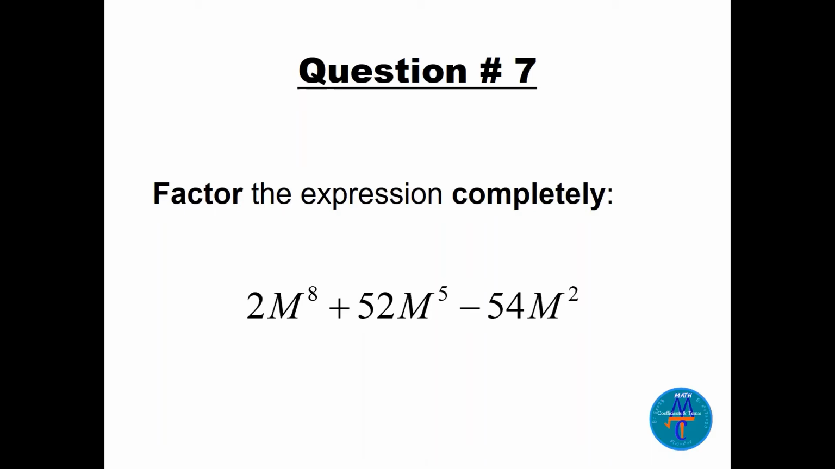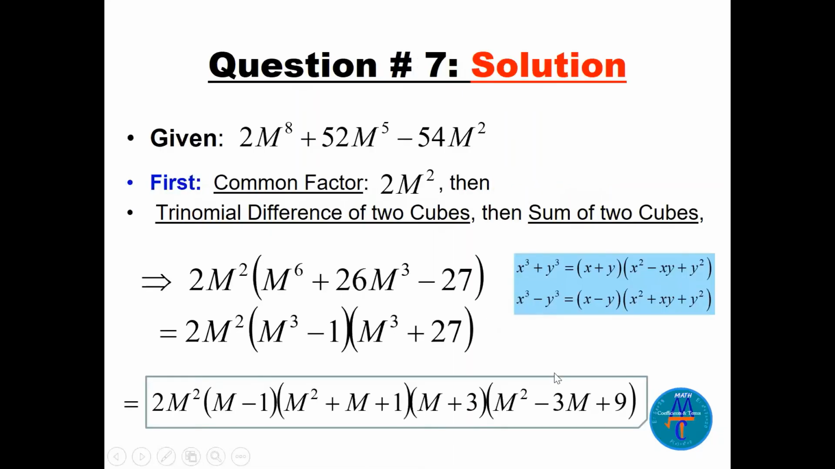Now, in any factoring, we look for the greatest common factor here. If we look at the powers here, m power 8, m power 5, m power 2, the smallest is the common, and there is also a 2. So we take 2m squared as a common factor. The greatest common factor is 2m squared. It will be part of the answer, you can see here. Now what's left inside is m power 6 plus 26m cubed minus 27.